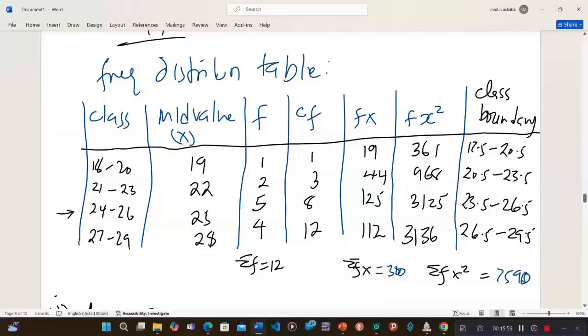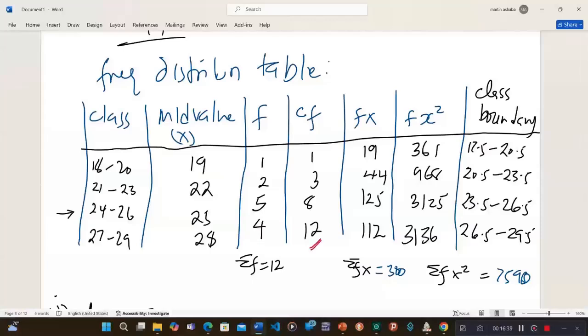Cumulative frequency, you write this one here. Then you keep on accumulating. Get 2 plus 1, you write 3 here. 5 plus 3, you get 8. 4 plus 8, you get 12. So this is how you get the cumulative frequency. The very first value of cumulative frequency is the same as that of frequency. And the value that you get last here is the same as the sum of frequency. If the sum of frequency is 12, then the last value of cumulative frequency must also be 12.